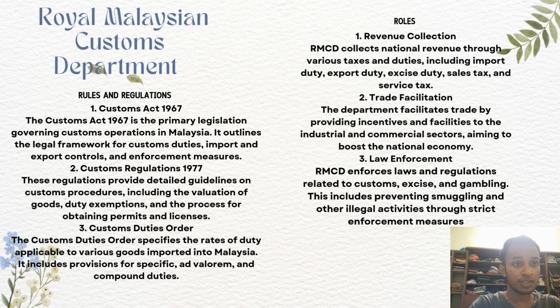Now I'm going to talk about roles. First is revenue collection. RMCD collects national revenue through various taxes and duties, including import duty, export duty, excise duty, sales tax, and service tax. Second is trade facilitation. The department facilitates trade by providing incentives and facilities to the industrial and commercial sectors, aiming to boost the national economy.